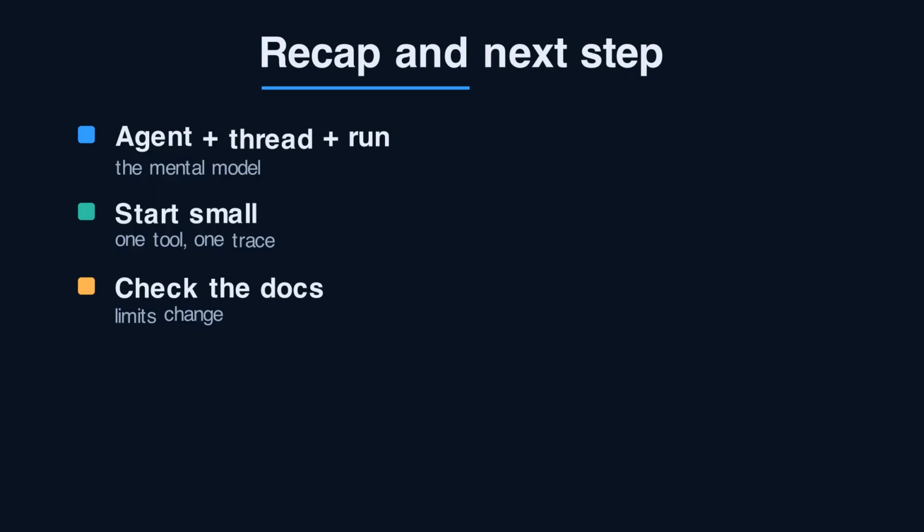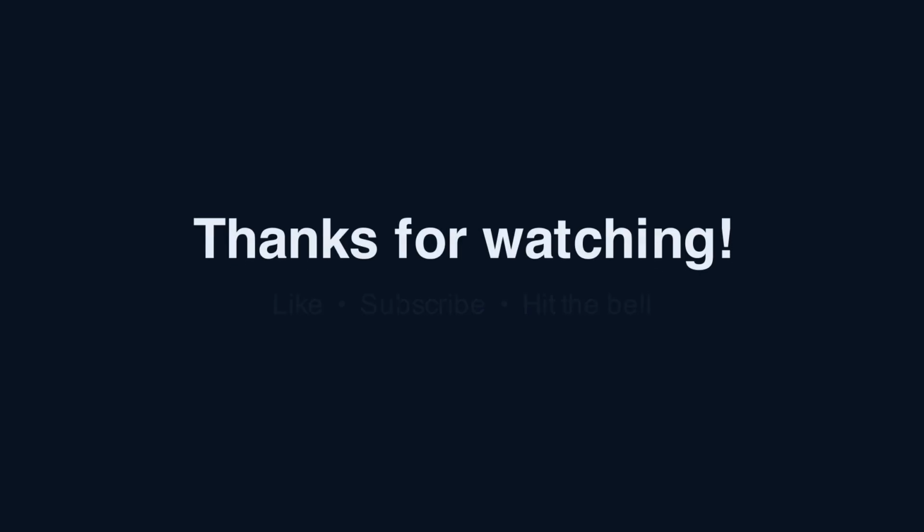One concrete next step: spin up a Foundry project, create an agent with a single Azure AI Search tool over a small index, and trace one run end to end so you see the requires action pause for yourself. Then layer on more tools. Because models, tools, and pricing shift often, verify current limits and capabilities in the Azure docs before you commit a design.